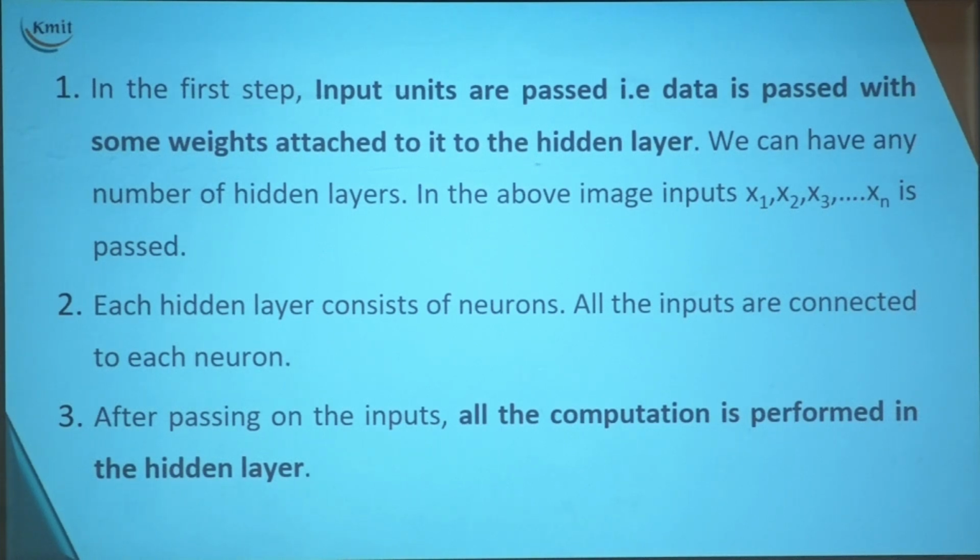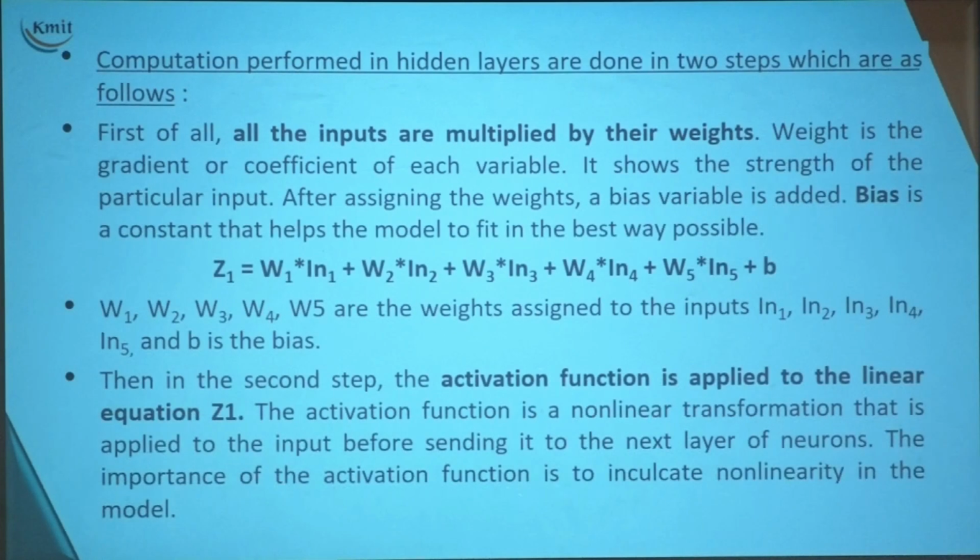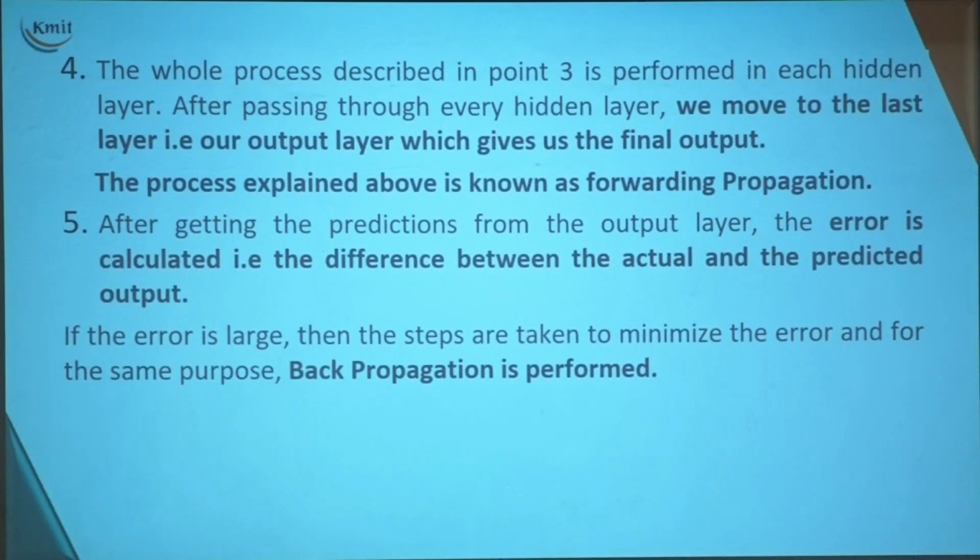Next, after passing on all the inputs, the computations would be performed in the hidden layer. Now how are the computations performed? In 2 steps. What is step 1? Z1 is equal to W1 into x1 plus W2 into x2 plus W3 into x3 and so on, plus B. That is called Z1, and after that the activation function would be applied to this Z1, which is called A1. So the whole process is described in point 3 and it is performed in each hidden layer.